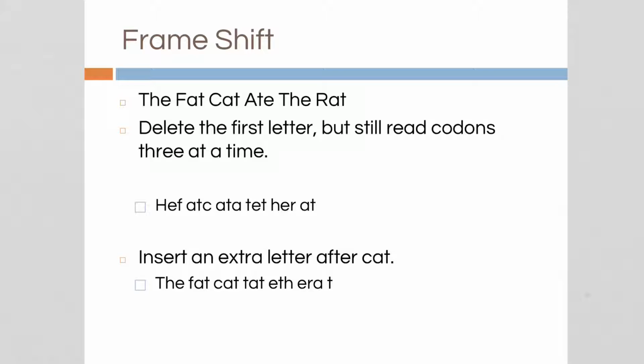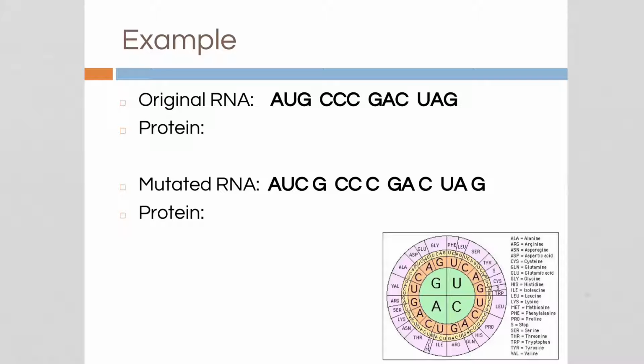Let's say we inserted a letter, after the word cat, we just add an extra T. So we still have the fat cat ate the rat, but now it reads the fat cat tata ether tit. So by adding or taking away a letter, we screw up everything after that, because everything has to shift over one space. You took some random languages in college, huh? Yes. You read that pretty efficiently.